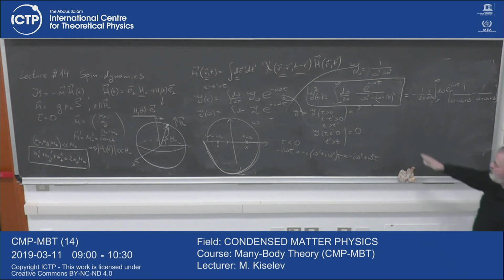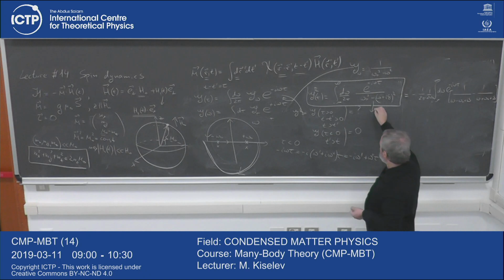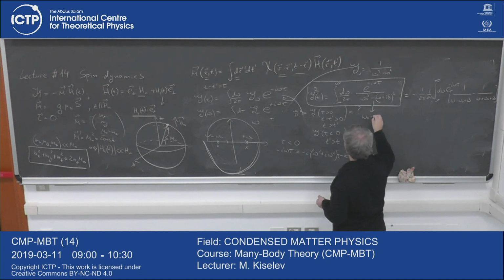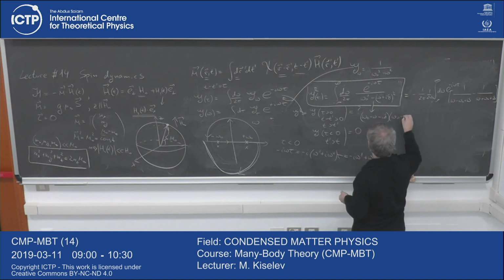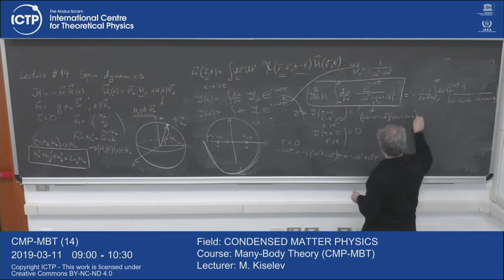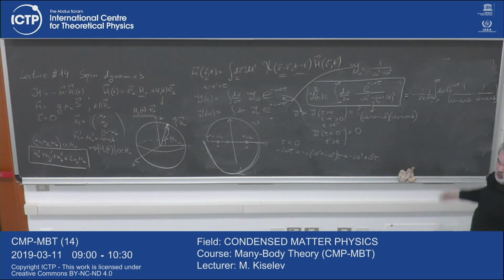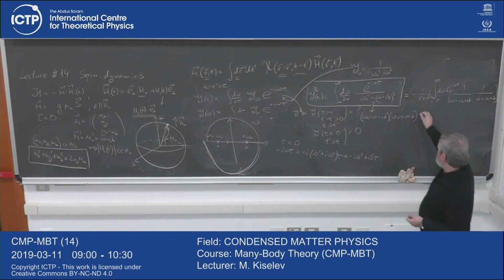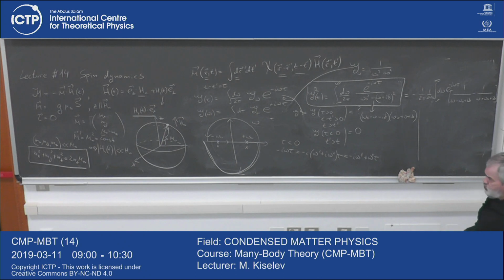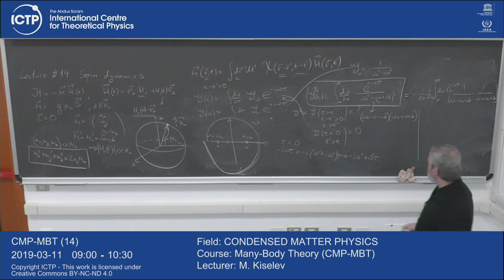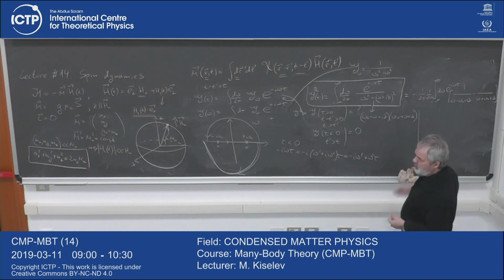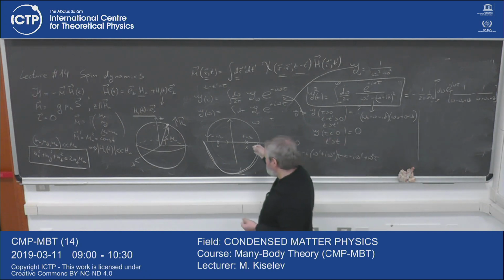You see what I did? I have a product, omega naught minus omega minus i delta, omega naught plus omega plus i delta, and since I have a product, I can always write it as 2 terms this way. So if I continue, because I want to apply the residue theorem, then the integral is given by 2 terms.